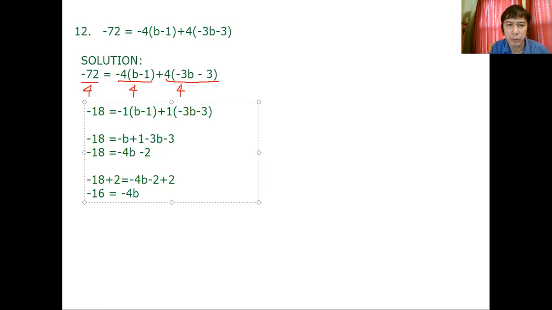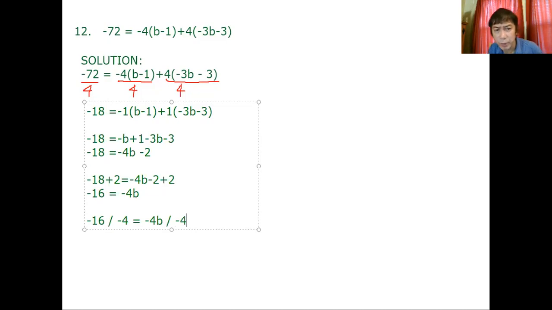And the next line will be the division property, where we are going to divide this negative 16 by a negative 4. That should be for the left side. The right side is negative 4b, you divide this by the same negative 4. You might have questions here. How do we know the divisor from this line? It's always the number beside the unknown variable. That's where you get the divisor.